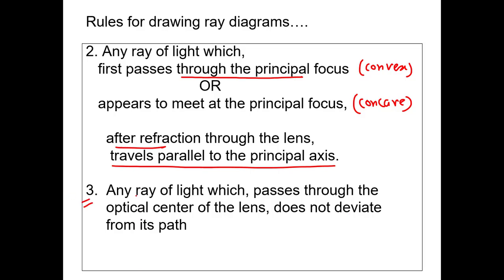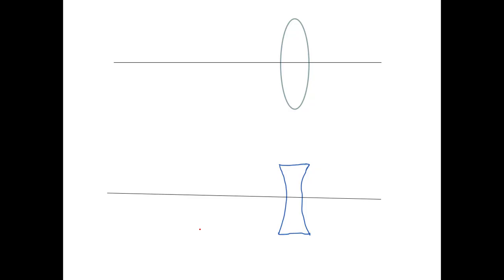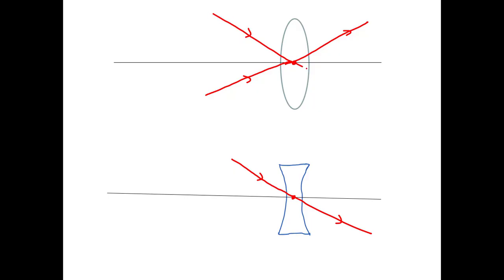Rule number 3 says any ray of light which passes through the optical center of the lens does not deviate from its path. So this is something which we have already discussed earlier. So if this is the optical center of the lens, then any ray of light which is incident upon the optical lens will pass undeviated straight through this. Same with any ray of light which passes through this will emerge undeviated from whatever angle. Supposing a ray of light is coming like this, it will go undeviated like this if it is directed towards the optical center.